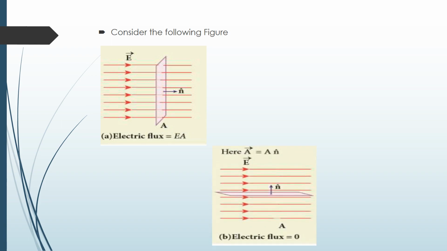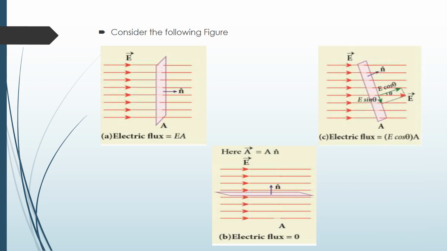In the second figure, you can see the surface of this plane is parallel to the electric field lines, or you can say the area vector is perpendicular to the direction of the electric field lines. So in this case, no field lines pass through this area, so the electric flux through this area would be equal to 0.